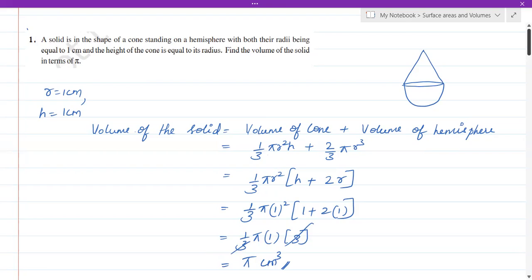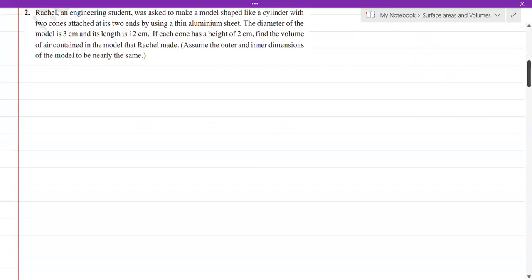Okay, so let's get into the next question. Rachel, an engineering student, was asked to make a model shaped like a cylinder with two cones attached at its two ends by using a thin aluminum sheet. The diameter of the model is 3 centimeter, so let's write it down. The diameter is 3 centimeter, which implies the radius will become 3 by 2 centimeter. The total length of the model is 12 centimeter and the height of the cone, let me take it as HC, is given as 2 centimeter.